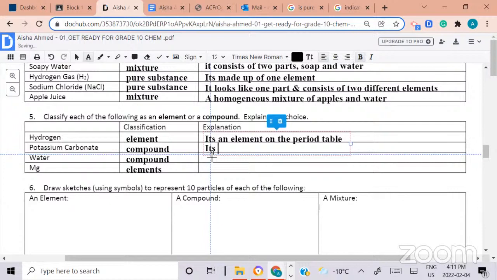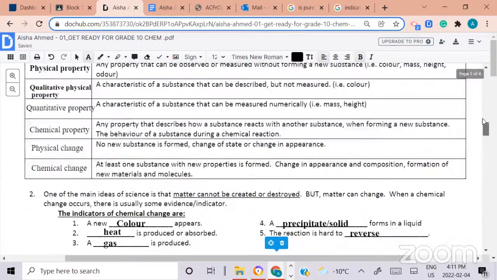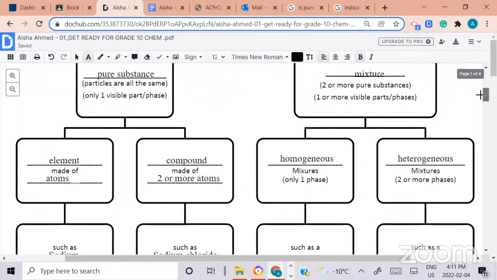Consists of 2 or more elements or atoms. I don't know. Is 2 of the same atoms a compound? Should I look? Yeah, sure. So an element is made of atoms. A compound is made of 2 or more atoms. Okay, awesome.